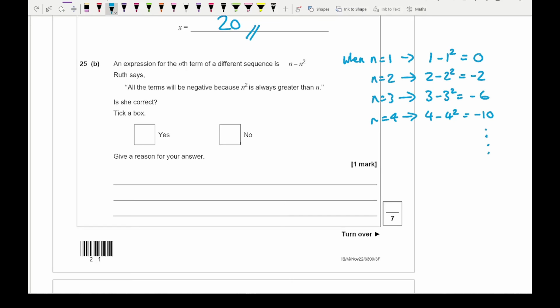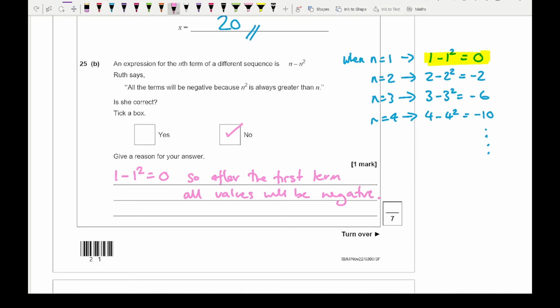And so forth. So Ruth's claim is that all the terms will be negative because n squared is always greater than n. That's not always true because 0 is not negative. So therefore the correct answer is no, and give a reason for your answer, because 1 minus 1 squared is 0. So after the first term, all values will be negative.